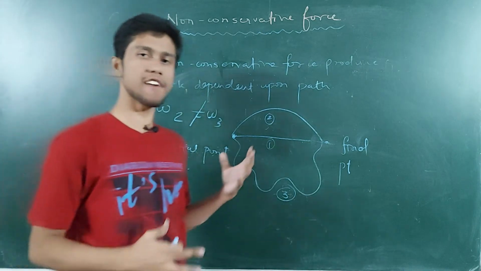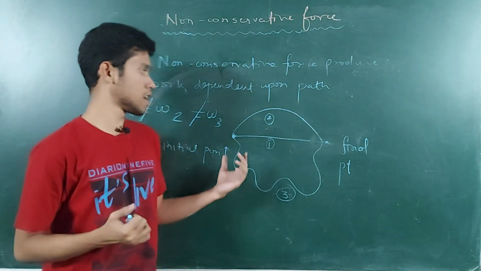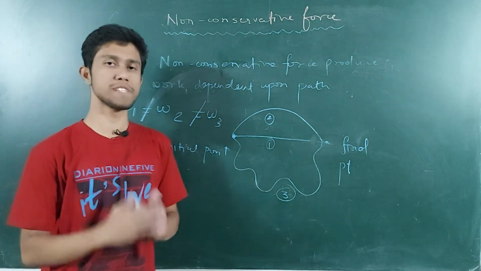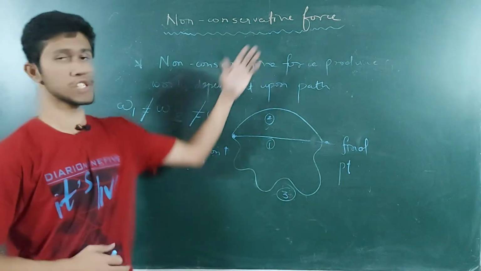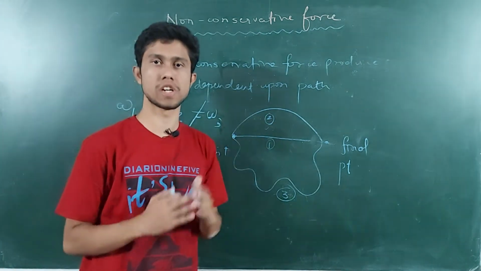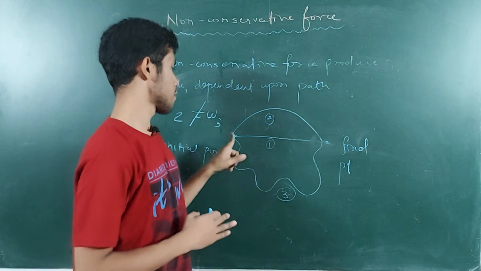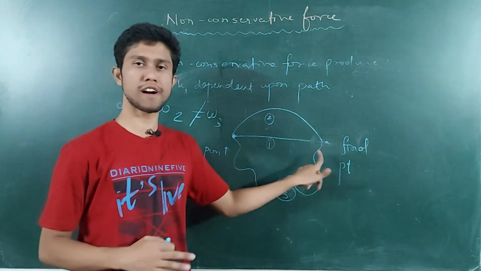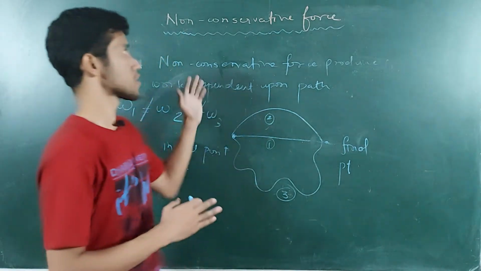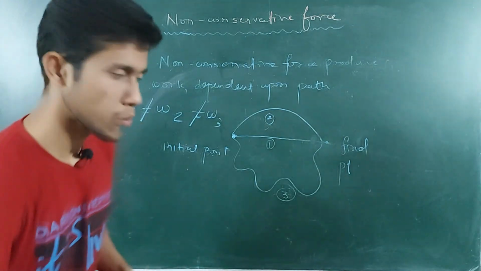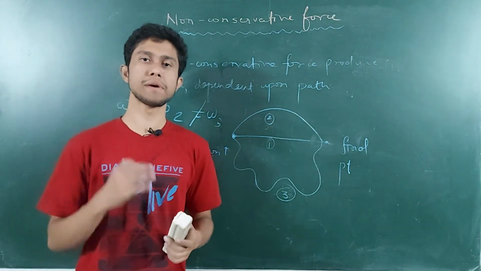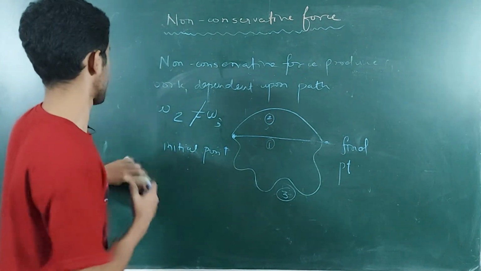But if it would have been a conservative force, the work done in each and every process, that is 1, 2 and 3, would have been the same. But as it is a non-conservative force, the work done in the first is not equal to the second, and it is not equal to the third. Work done from going from the initial point to the final point changes with the path taken. This is the non-conservative force. Now we will see what is the work done by a non-conservative force in a return process or return journey.